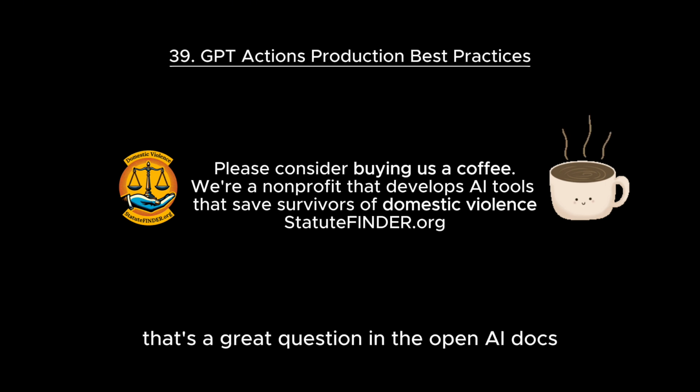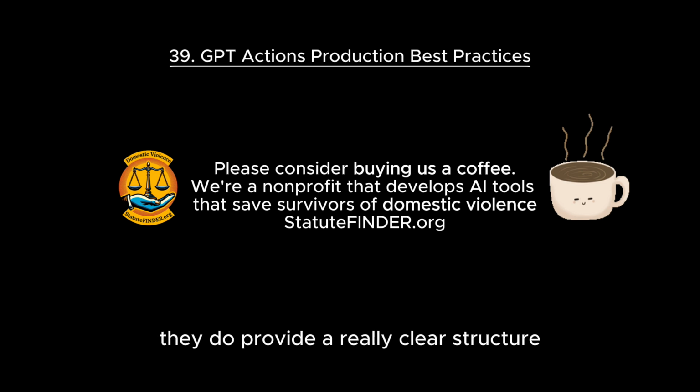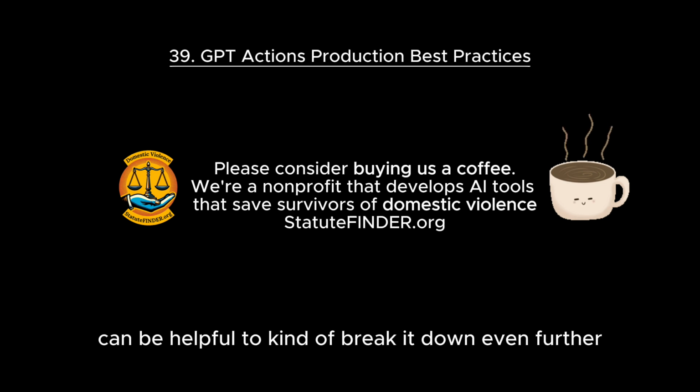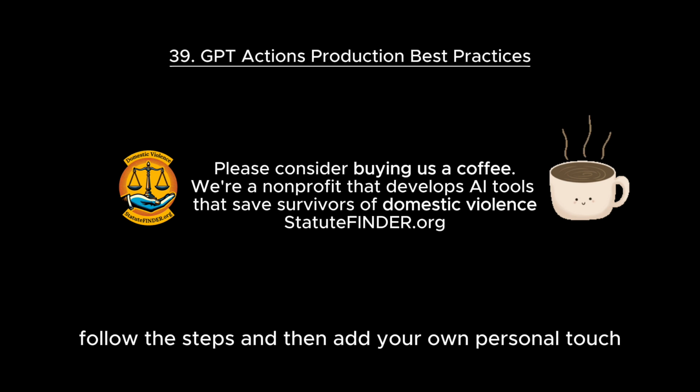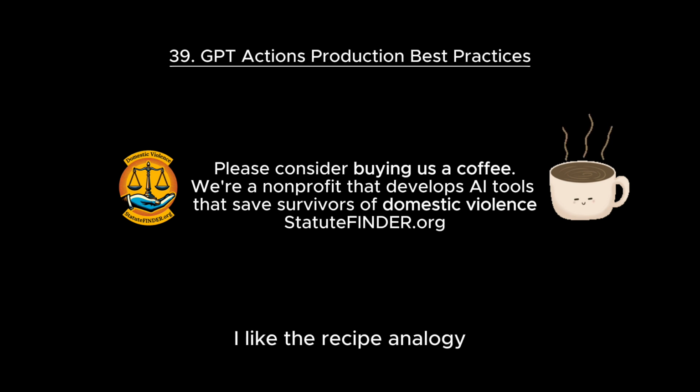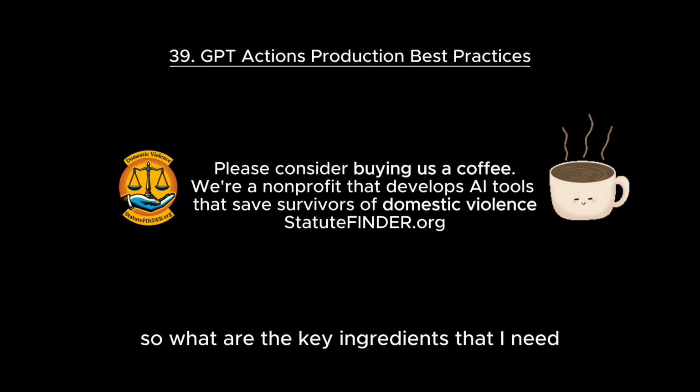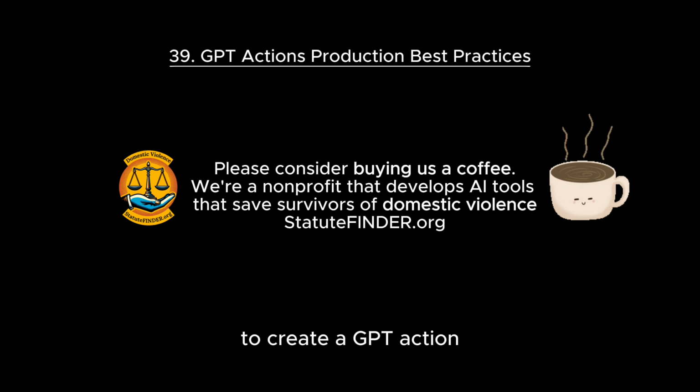That's a great question. And the OpenAI docs do provide a really clear structure for defining your actions, but it can be helpful to break it down even further, right? Think about it like writing a recipe. You need to gather your ingredients, follow the steps, and then add your own personal touch. I like the recipe analogy. So what are the key ingredients that I need to create a GPT action?